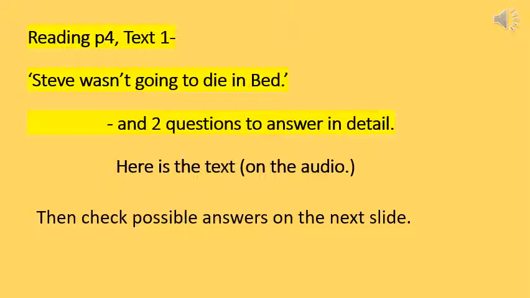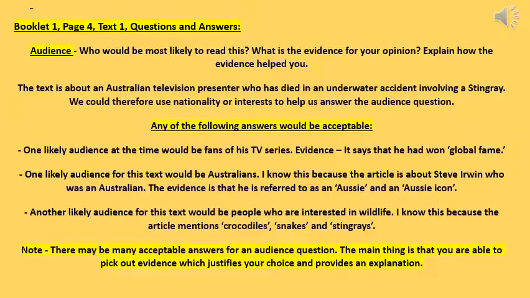Okay, answer your 2 questions and then check possible answers, which you'll find on the next slide. Now, booklet 1, page 4, text 1, the questions are all about audience. So who would be the most likely to read this? What's the evidence for your opinion? And explain how the evidence helped you. So you've had time to write some detail. What did you come up with?